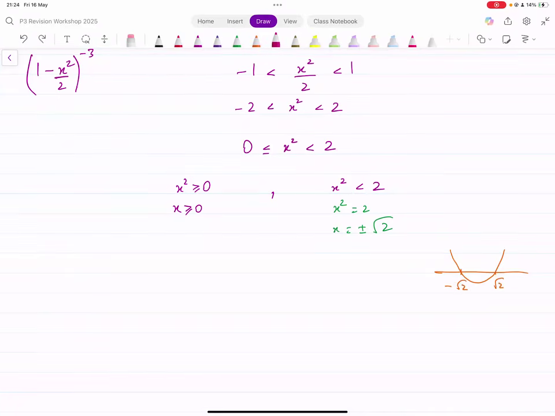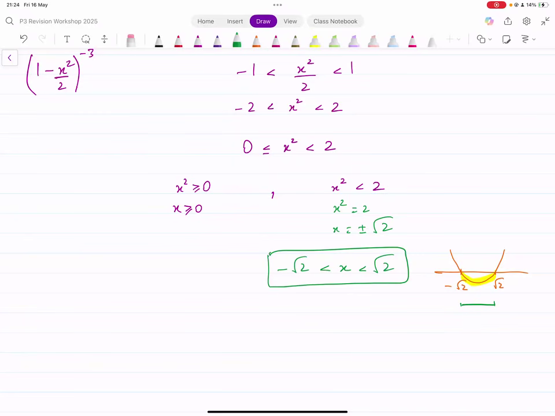It's a less than sign here, which means this region here. So x has to be between minus root 2 and plus root 2. That is the condition that we get from this. x is supposed to be between minus root 2 and plus root 2. This is the set of values of x for which this expansion would be valid. Or the other condition is this.